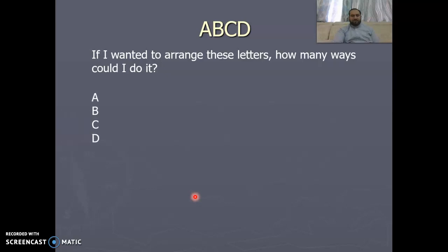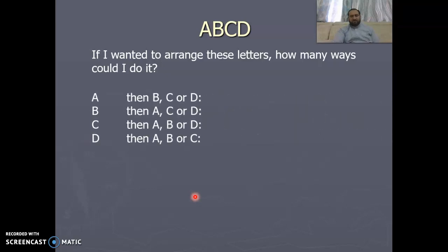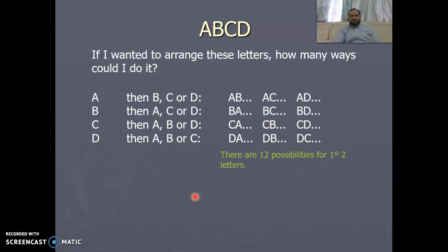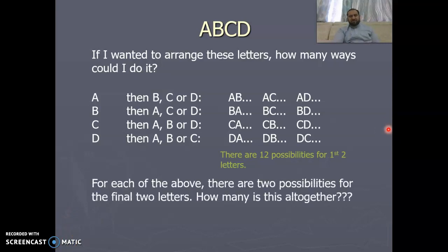Okay, so here A, B, C, D, then B, C or D. So here you can say there are 12 possibilities for the first two letters. It would be A, B, B, A, C, A, D, A, A, C, B, C, and so on. Similarly, for each of the above there are two possibilities for the final two letters. So how many is this altogether?